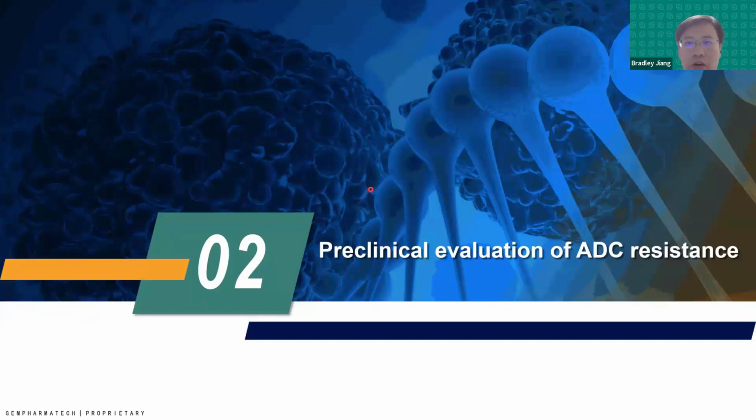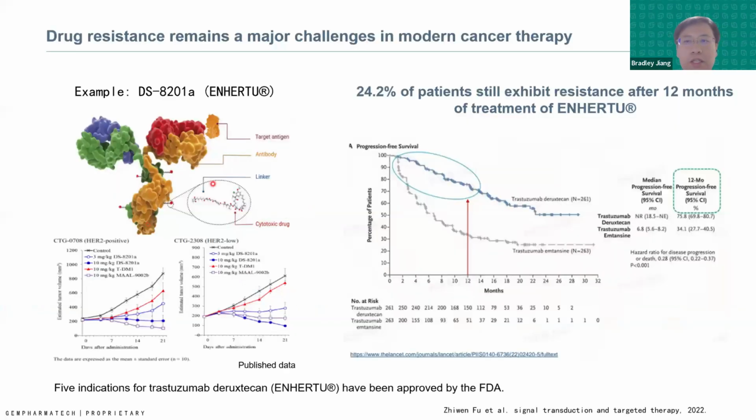Next, I will share how we establish the resistance models of ADCs. As we know, Enhertu has been approved by the FDA. Relying on its bystander effect, Enhertu has a better inhibitory effect on both HER2 positive and HER2 low expressing tumors. Data from the clinical trials show that Enhertu dramatically improved the PFS of the patients, but still 24% of the patients show disease progression after 12 months of treatment with Enhertu.